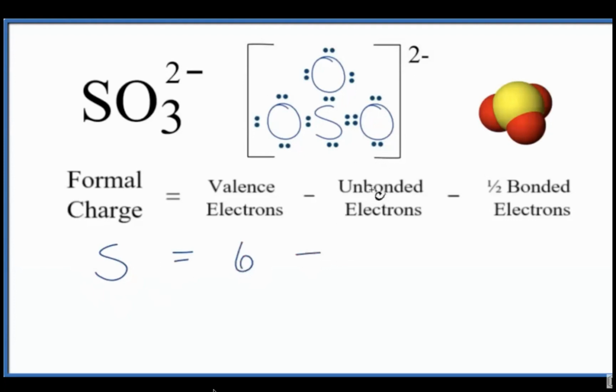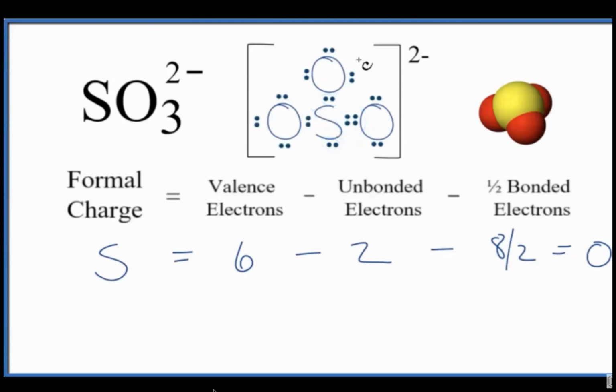Looking at our Lewis structure, we're going to look at unbonded electrons. Sulfur has 2 electrons that aren't involved in chemical bonds. They're not between atoms. So we have 2 of those, and then 1/2 of the bonded electrons. These are bonds, and then we have a double bond. So we have 4, 6, 8. 8 over 2. So 6 minus 2 minus 4, that gives us a 0. So this sulfur in the center is going to have a formal charge of 0. And note, even though it has more than 8 valence electrons, that's okay. Sulfur is an exception. It can have an expanded octet.